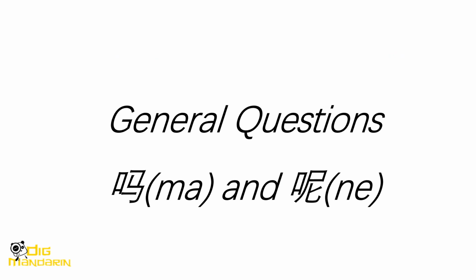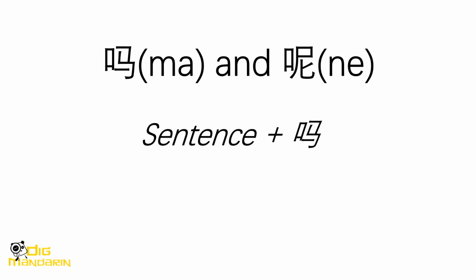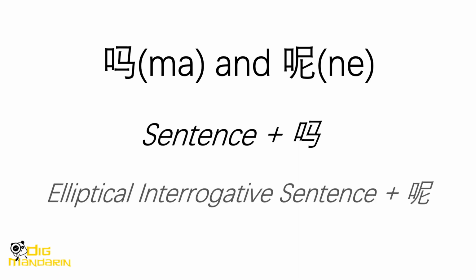Okay, I guess that makes it clear. So now let's get started on our next structure. Structure 3. General questions 吗 and 呢. Actually, this structure is quite easy. Basically, we just put the question word 吗 after a sentence, or the question word 呢 after an elliptical interrogative sentence to make questions.